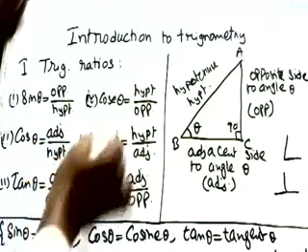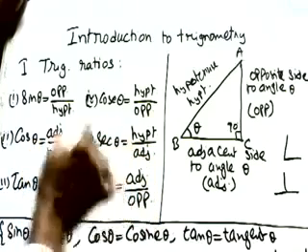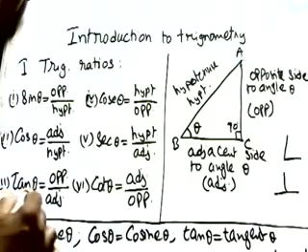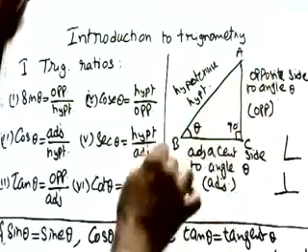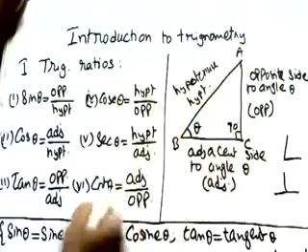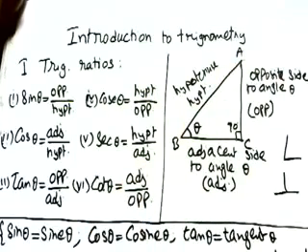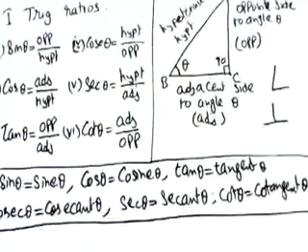In the same way, cos theta is adjacent by hypotenuse. Its reciprocal, hypotenuse by adjacent, is sec theta. And tan theta is opposite by adjacent. Its reciprocal, adjacent by opposite, is cot theta. So these are the 6 trigonometric ratios.